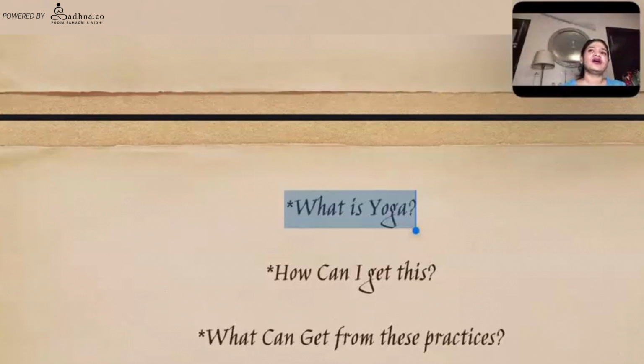Then my second question: I got what yoga is, but how can I get this? You have told me that this is the pen, but how can I get this pen? So this is the Sadhana path, the second path. You go to the market and buy this pen. My third question is, how can I use this pen and what can I do with it? What can I get from those sadhanas? Will my writing be attractive if I write with this pen? Is there something special in this pen? So what can I get from these practices?